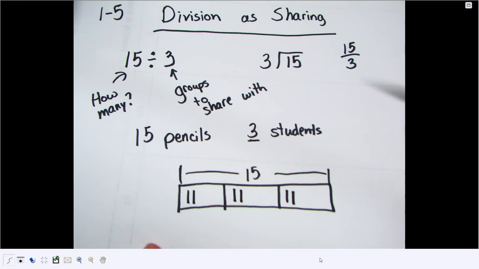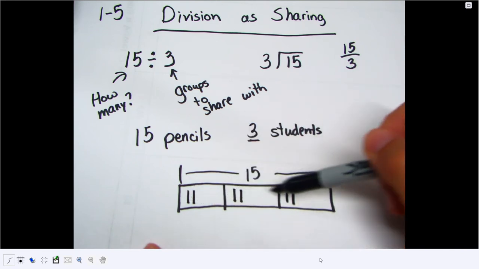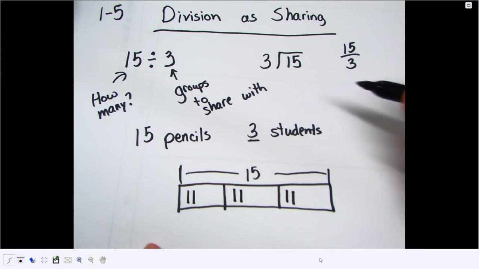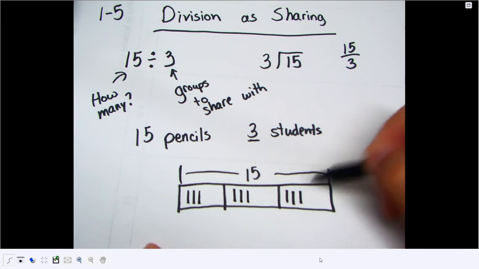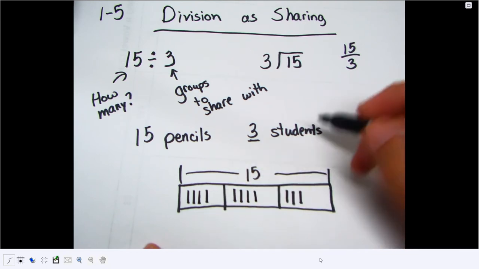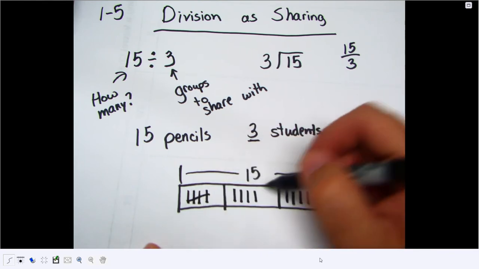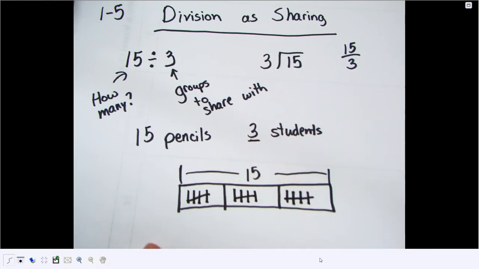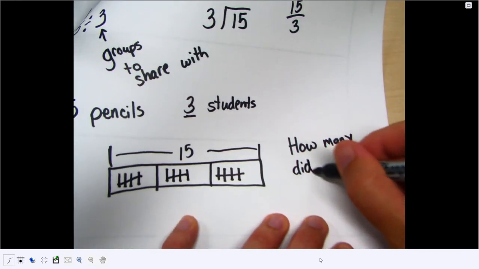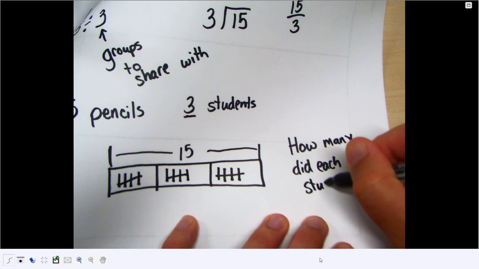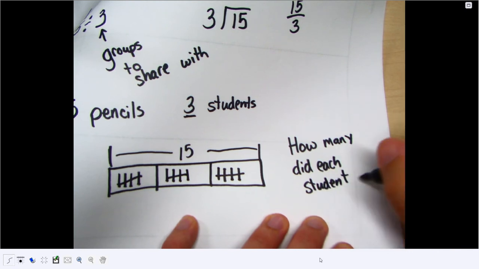Now I should be keeping track of how many pencils I've given out. 1, 2, 3, 4, 5, 6. I'm going to stop when I get to 15. 7, 8, 9, 10, 11, 12, 13, 14, 15. So I've now passed out all of the pencils. And so our question is, how many did each student receive? How many did they get?